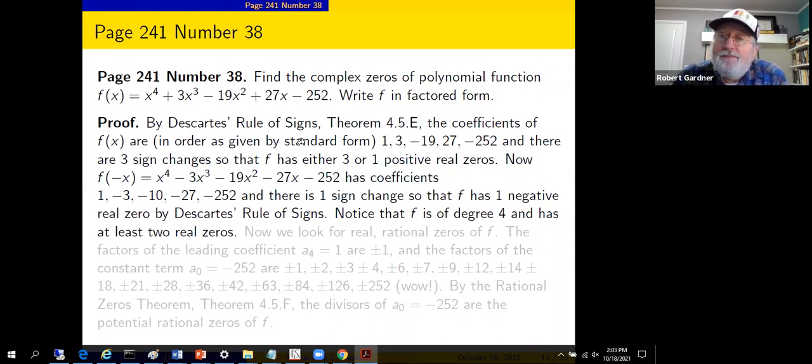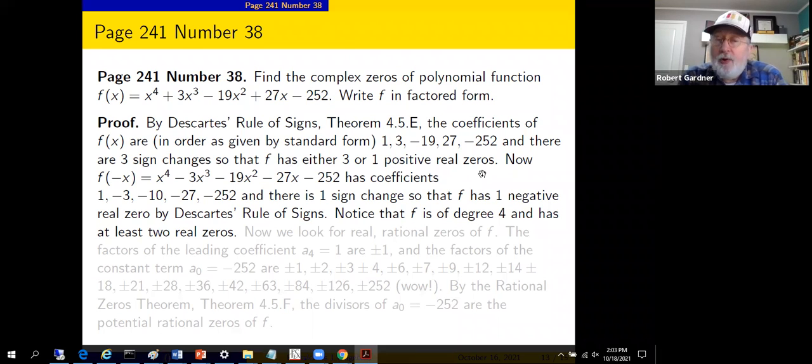Descartes' rule of signs, Theorem 4.5.e, says count the number of sign changes in the coefficients. Coefficients are 1, positive 3, negative 19, positive 27, negative 252. How many sign changes? 1, 2, 3. Changes from positive to negative to positive to negative. There's 3 sign changes in those coefficients.